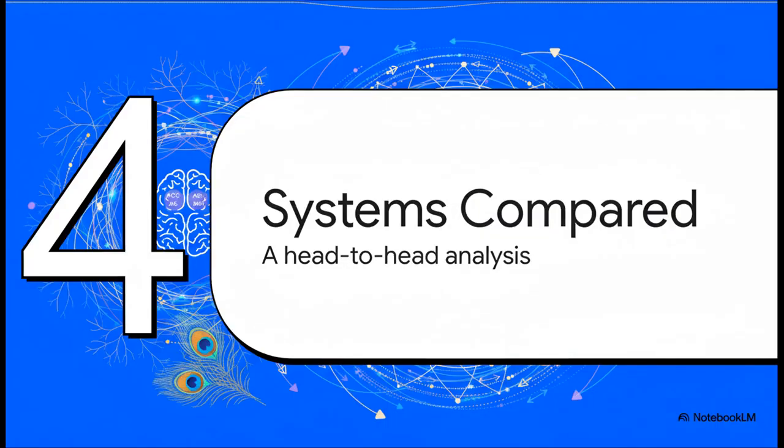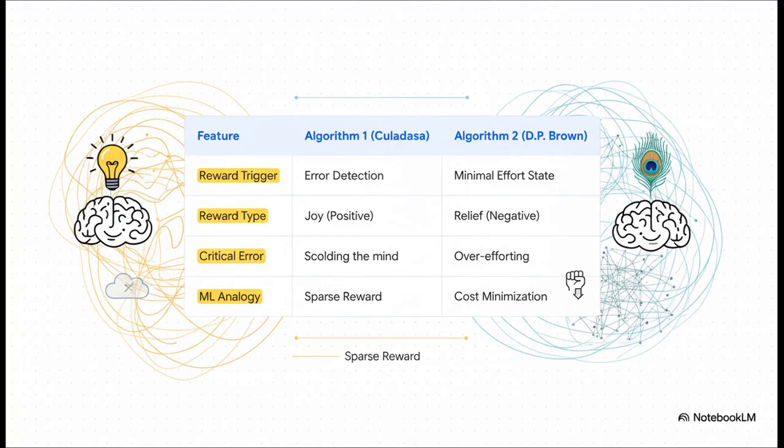All right, this is where it gets really fun. Let's put these two powerful operating systems right next to each other, side by side, so we can really see their core architectural differences. This is fascinating stuff. Okay, this table just lays it out perfectly. Look, algorithm 1 is event-driven. It rewards the detection of an error with positive reinforcement, a feeling of joy. The biggest mistake you can make?